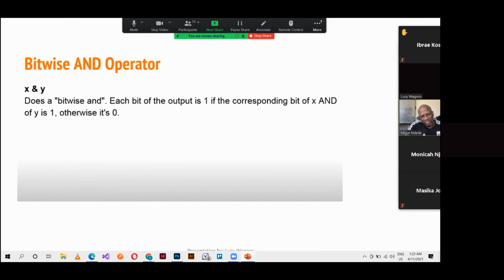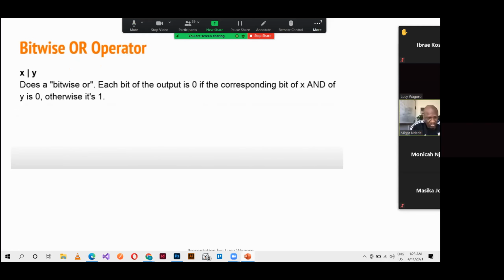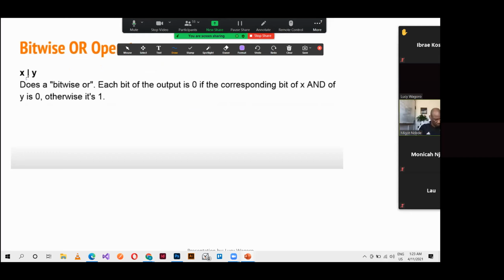And then the next thing we are checking on is bitwise OR. The bitwise OR is this, we call it a pipe operator. So this is the OR. It does a bitwise OR. Each bit of the output is a 0 if the corresponding bit of X and of Y is a 0. Otherwise, it's a 1.